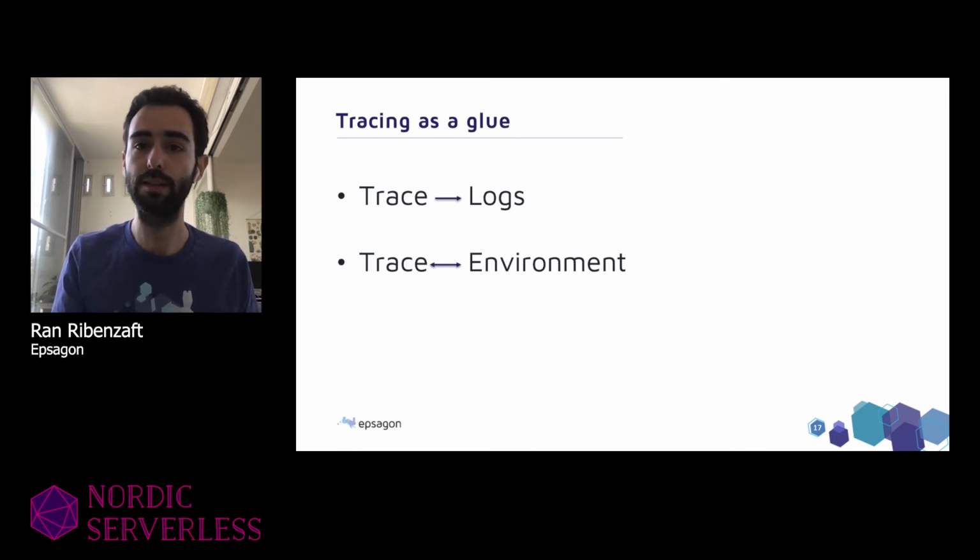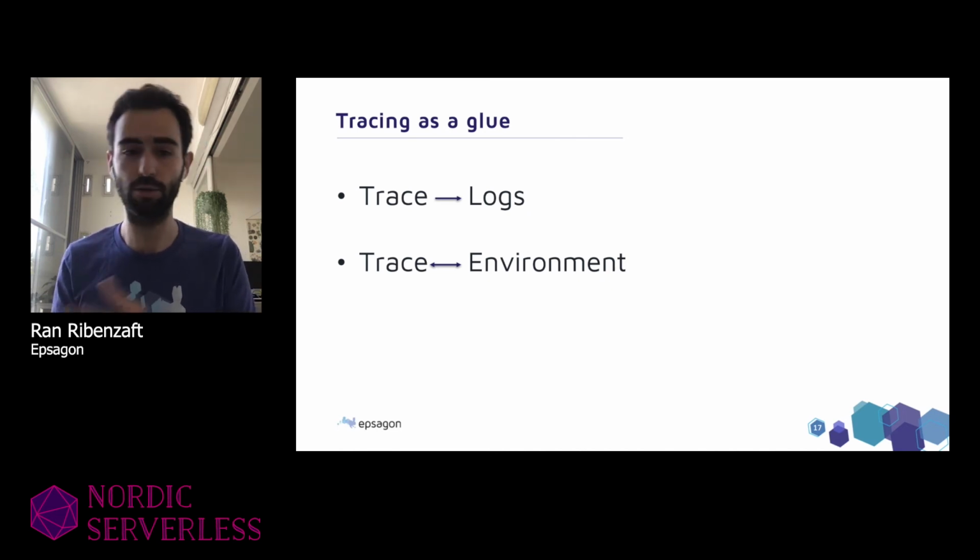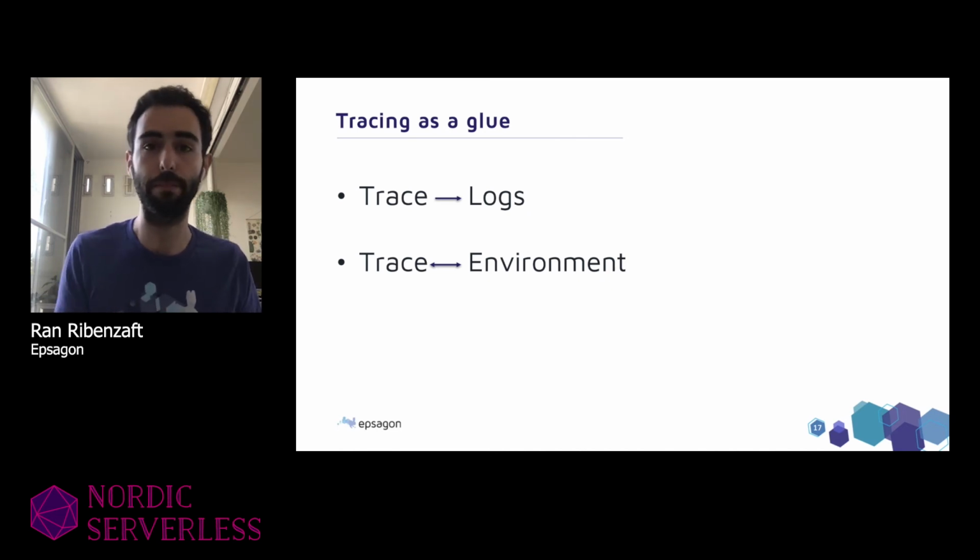Once you have a trace, you can quickly jump to the logs if you're implementing it correctly. And also you can jump between the trace and the environment. So you can go back and forth from your Lambda function to the traces and vice versa, to see the metrics of what's going on at the trace at the same time.